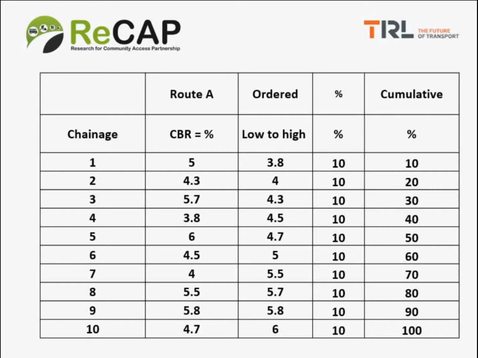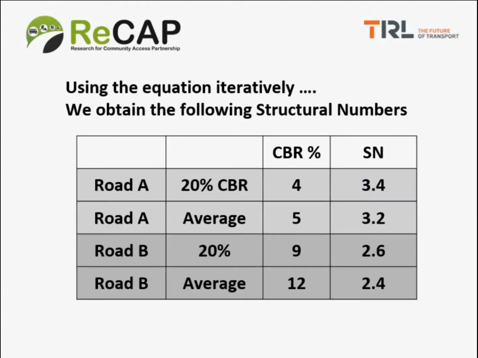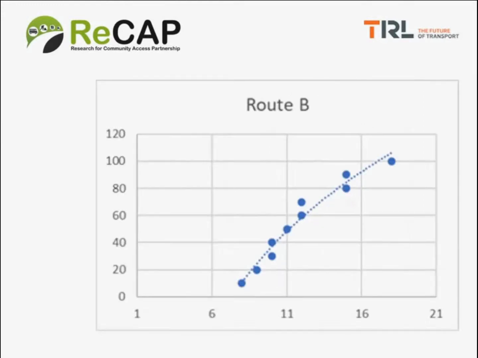And we plot the cumulative percentage against the CBR. And this is the graph we get. The left-hand axis is the cumulative percentage, obviously ending at 100, and the x-axis is the CBR. Now, this is an entirely fictitious result. In practice, this would not be a fairly good straight line. It would be much more of an S-shaped curve, and you would pick off the 20% level. And as you can see, it's about 4. So that's route A. The same thing for route B.